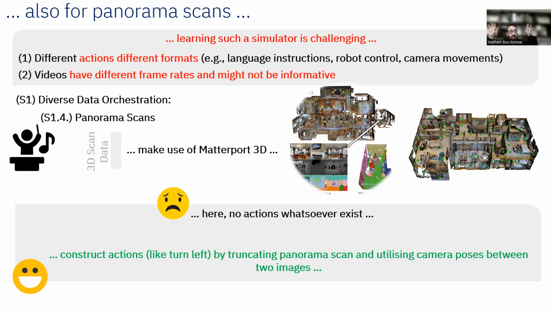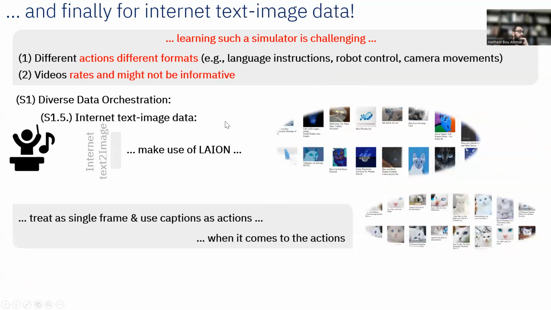So now they took the panorama scan and made sure they are able to use this panorama scan data inside their data set to build the universal simulator they are looking for, by also creating a set of artificial actions: turn left, turn right, turn up, turn down. These are textual actions which again can be embedded with a T5 model.